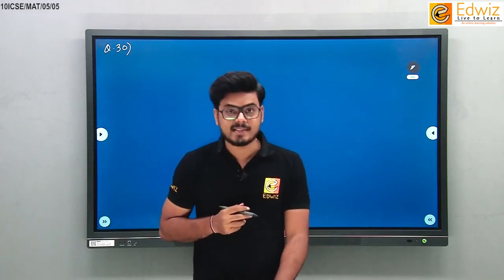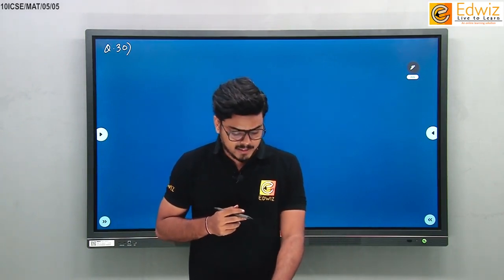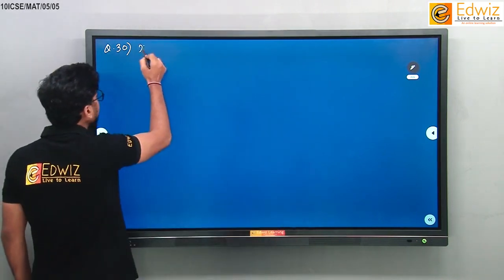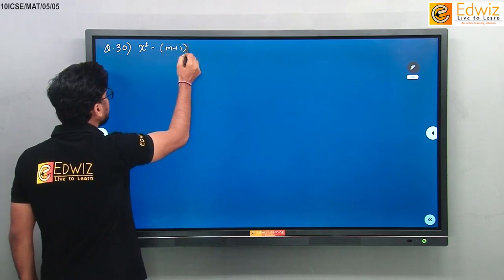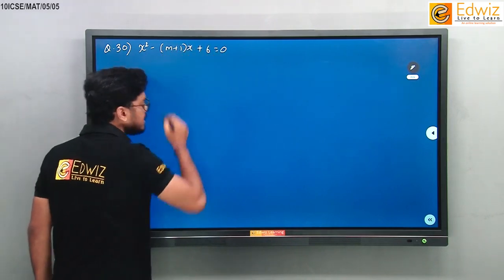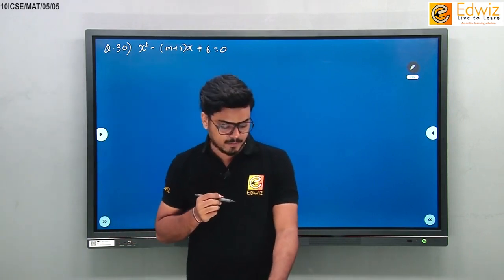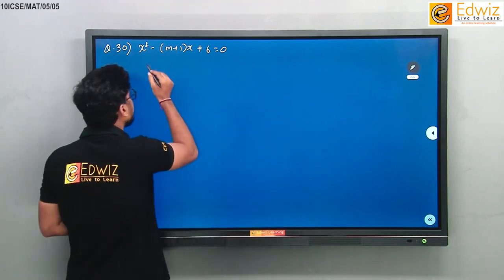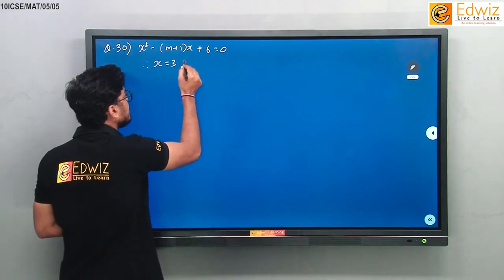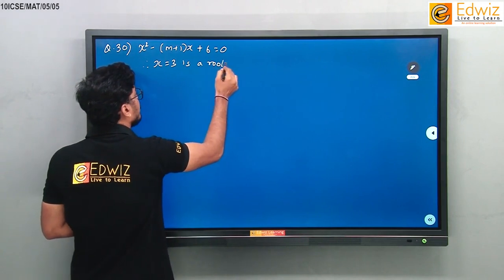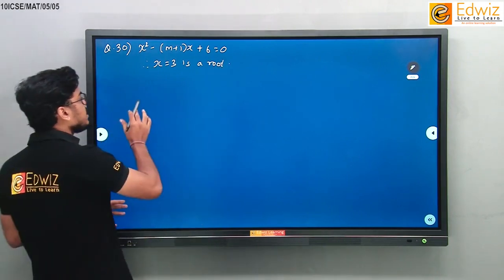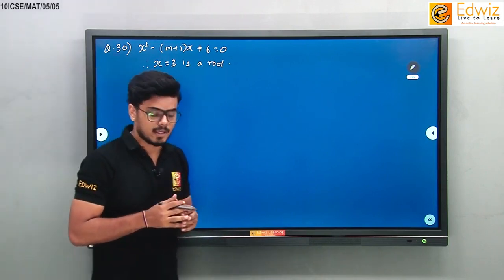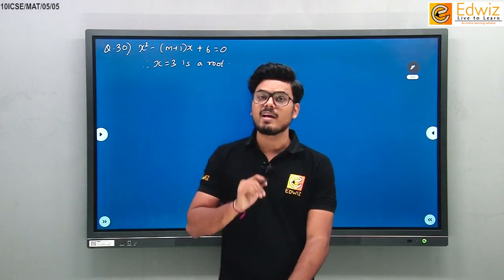If the quadratic equation x square minus (m plus 1) multiplied by x plus 6 equals 0 has one root as x equal to 3, so one of the roots is already given to you. x equal to 3 is the root of this equation. Which means if we substitute 3 instead of x here, it will still satisfy the condition, that is, equal to 0. Correct?